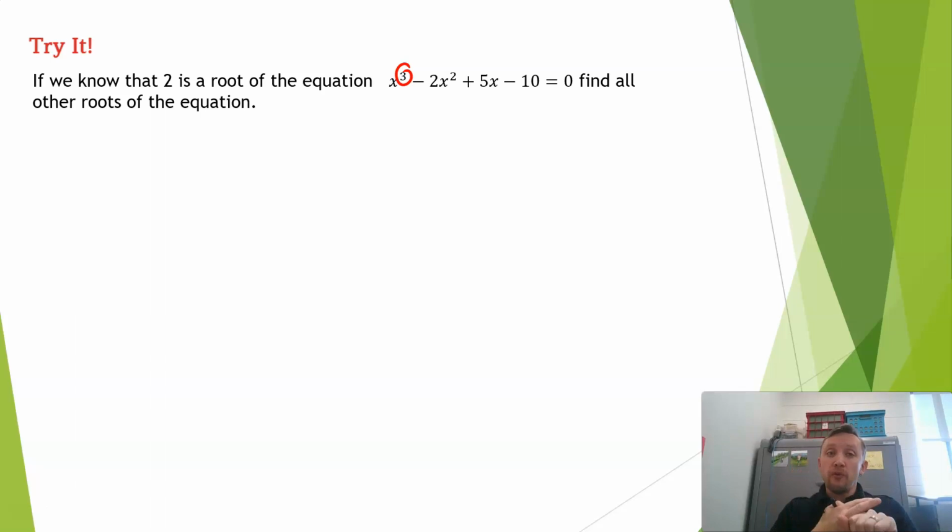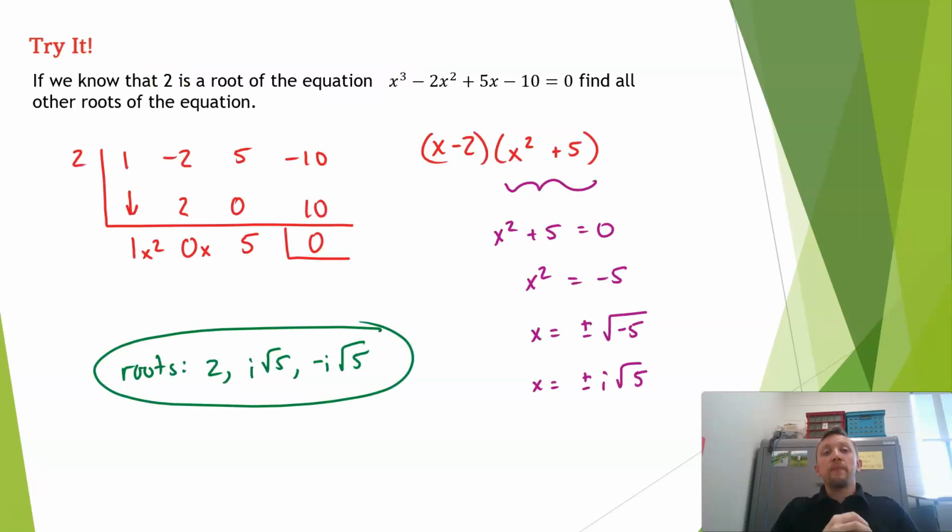So 2 is one of those, because we know that 2 is a root. So we know the real solution is going to be 2. I want you to figure out what the non-real solutions to this would be. So pause the video and apply what we just did in that previous example to this one to see if you can figure out what those 2 non-real solutions would be. Hit play when you're ready to check your answer. All right, let's see how you did.